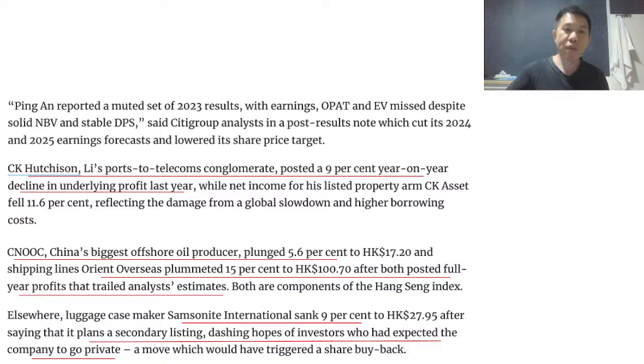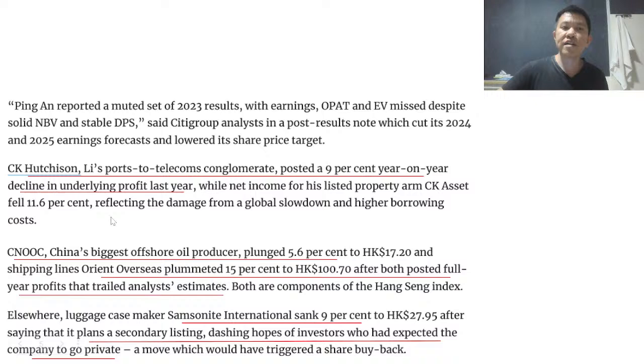So CK Hutchison Group, which is the ticker code number one, under Li Ka-shing. It's a huge conglomerate, so it actually is a reflection of what the Hong Kong companies are doing. It posted a 9% decline in earnings, and this really freaked the market. Or it feels that this earnings season is very bad.